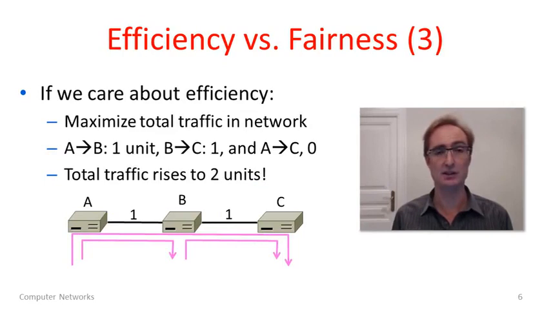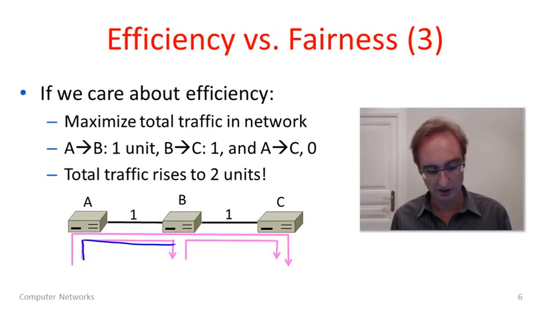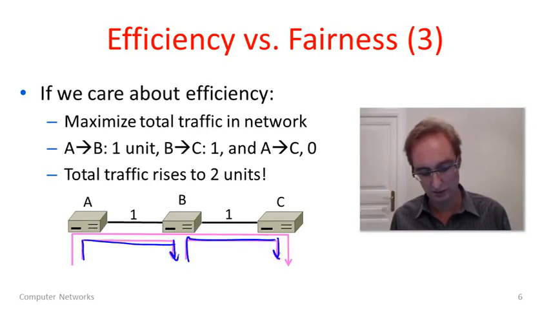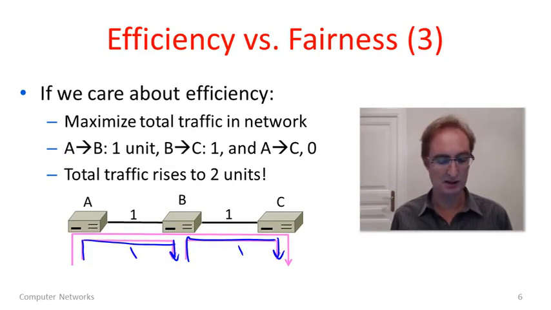Okay, well, what if we care about efficiency? If we care about efficiency, this is what we would do. We would want to maximize the total amount of traffic that can go through the network. That's our measure of efficiency. Now, just by inspection, I can see that we can increase the traffic going through the network by simply assigning 1 whole unit to AB, 1 whole unit to BC, and nothing, 0 to AC. In this way, we are able to grow the total amount of traffic through the network to be 2 units, 1 plus 1. That's bigger than 1.5. So we're operating the network more efficiently.